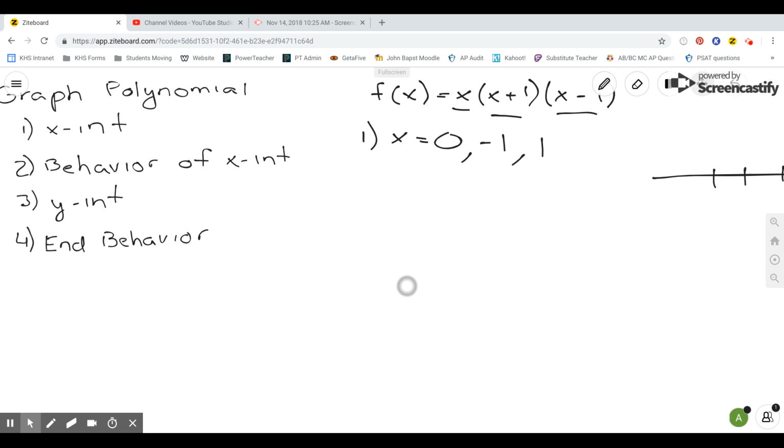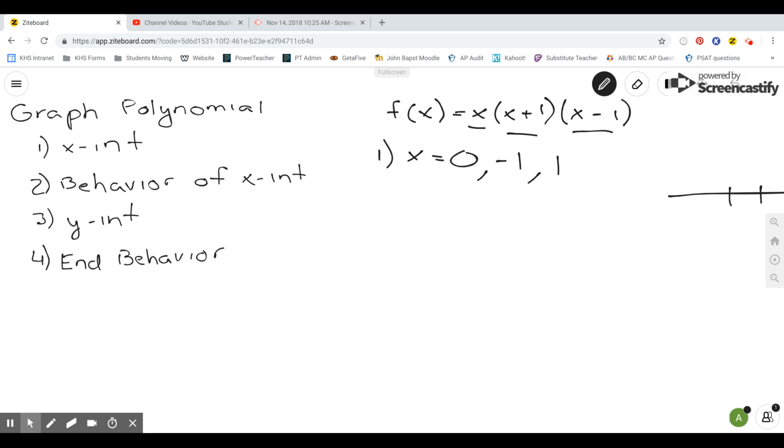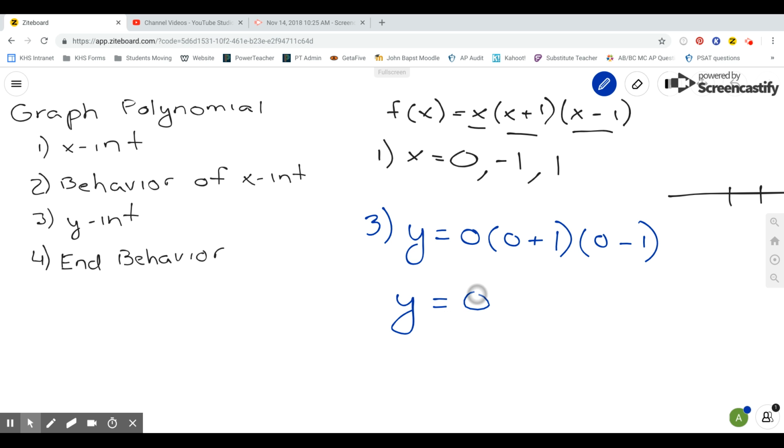Step 3 is y-intercept. Y-intercept happens when your x is equal to 0. So y-intercept, what does y equal when x equals 0? And so I can see right away that I am going to be multiplying by 0. So I know that my y-intercept happens at y equals 0.